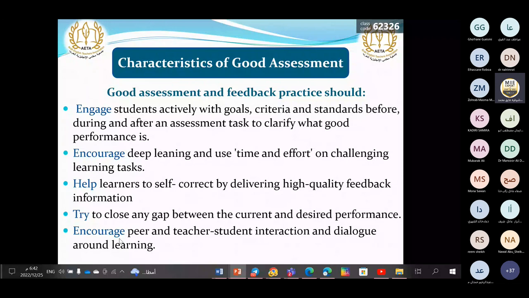But what are the characteristics of good assessment? There are many. The first one is engaging students actively with goals, criteria, and standards. Also, encourage deep learning and use time and effort well. Help learners to self-correct by delivering high-quality feedback. Try to close any gap between the current and desired performance. It is very important in order to fulfill your objectives.